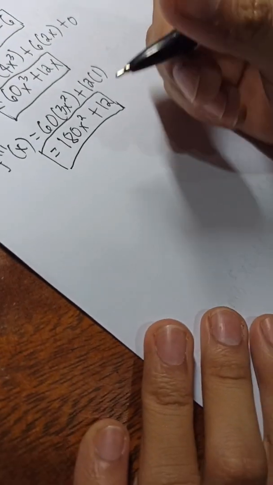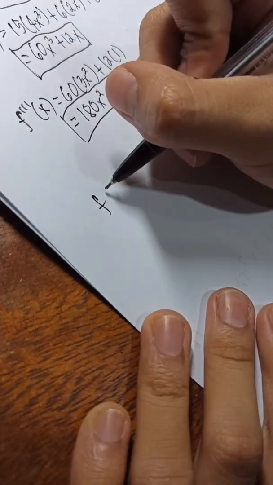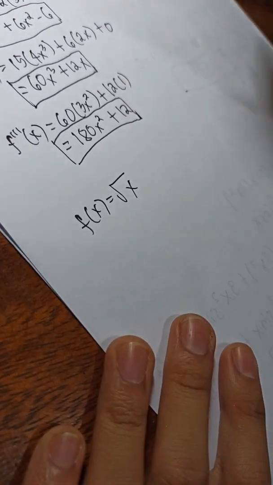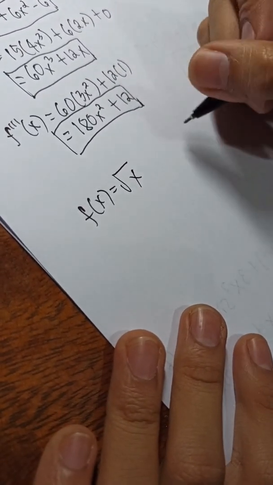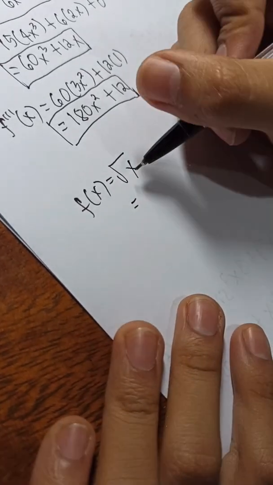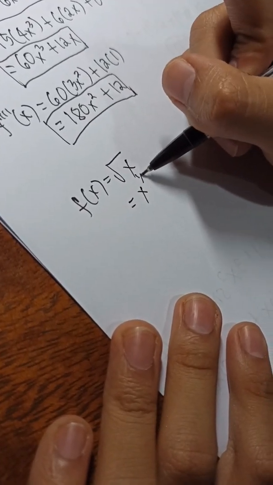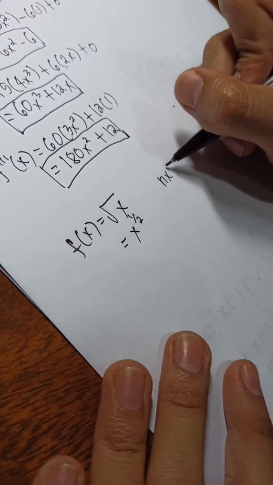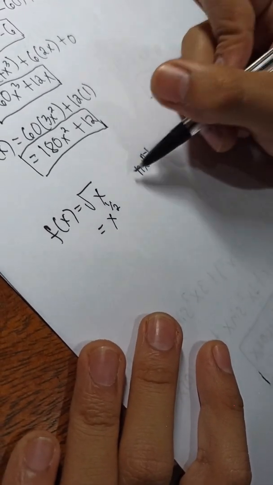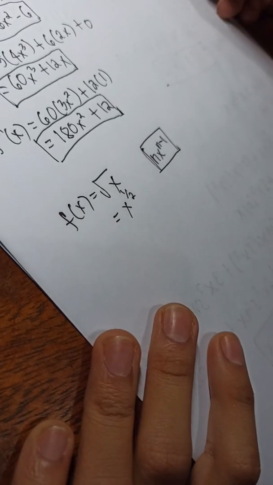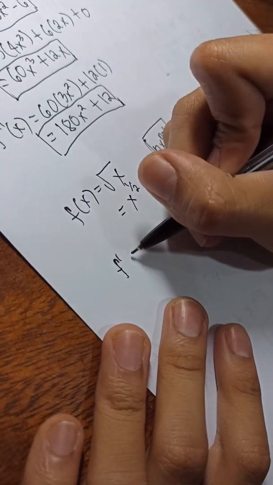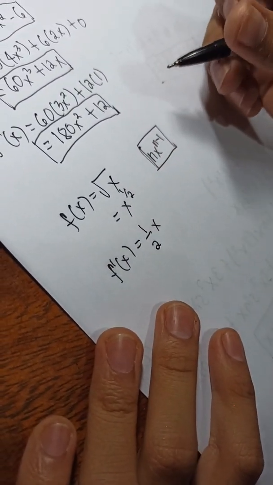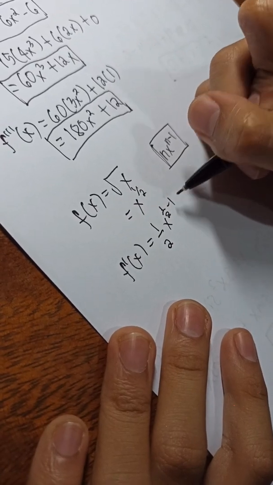For the second example, let's say we have f of x is equal to the square root of x. To solve this, we'll use the power rule, because square root of x will equal x raised to 1/2. So the power rule would be n x raised to n minus 1. This is the power rule. So let's solve for the first derivative. f prime of x would be 1/2 x raised to 1/2 minus 1.